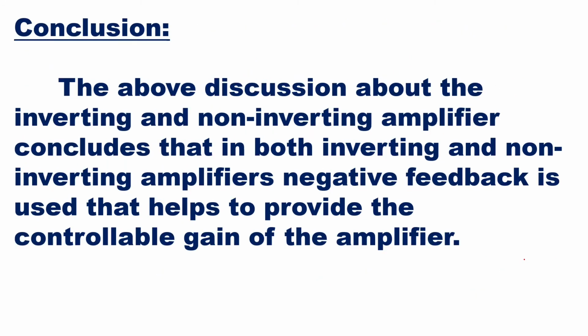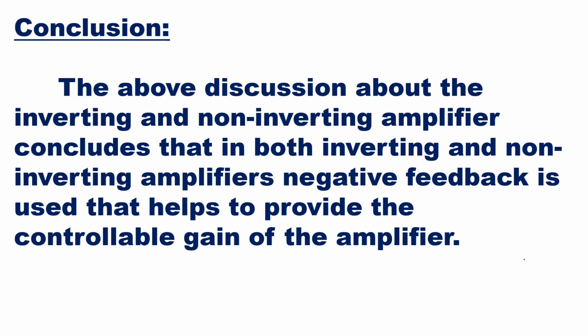So a conclusion about both the circuits: the above discussion about inverting and non-inverting amplifier concludes that in both inverting and non-inverting amplifiers, negative feedback is used that helps to provide the controllable gain. That means you are also managing the stability of the circuit. So in inverting amplifier, you are going to get an amplified, 180-degree phase shifted output, and in non-inverting amplifier, you are going to get the amplified version of the input without any phase shift. Okay, so this was your discussion of inverting and non-inverting.